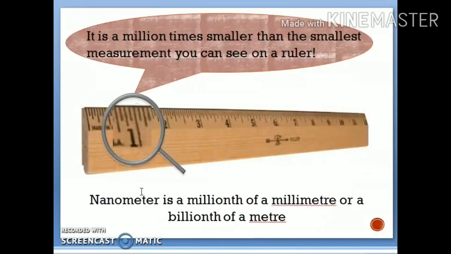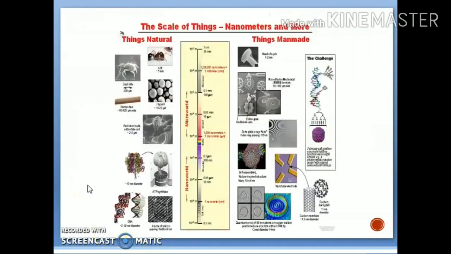A nanometer is a million times smaller than the smallest measurement you can see on a ruler. It is one millionth of a millimeter, or we can say it is a billionth part of a meter.